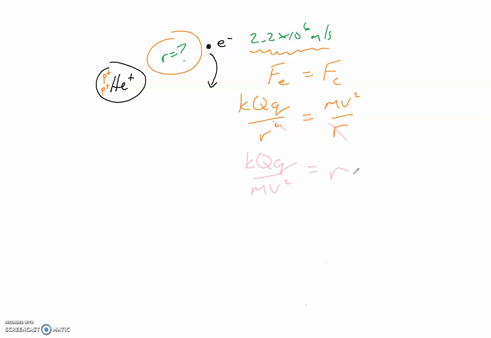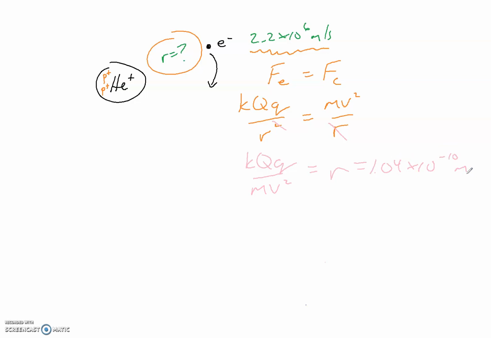Okay, so we have the k, the q, and the Q, and we divide that by mv squared, and we've got the radius of the orbit. And so we put that in, we got the k, we got the q. Make sure the big Q is 2 protons, so it'll be 3.2 times 10 to the negative 19. You've got the charge of the electron, the mass of the electron because that's what's going around, the speed of the electron, and we would get a radius of about 1.04 times 10 to the negative 10 meters.